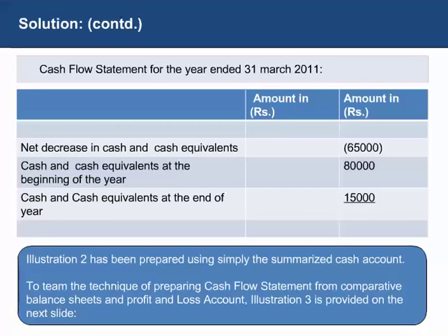Thus, this tallies because 65,000 is negative and 80,000 is positive. We add the two, we get the cash and cash equivalents at the end of the year, 15,000, and thus the cash flow statement tallies.